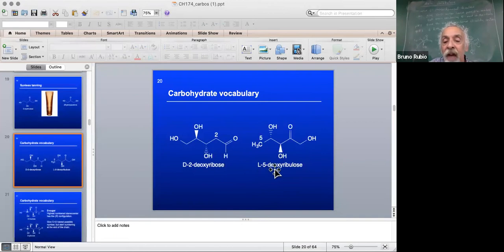This is L-5-deoxyribulose. It's a ketopentose. Every carbon has oxygen in it except for carbon 5. And that's deoxygenated, so that is why it's called 5-deoxyribulose. And it belongs to the L stereochemical family because the highest numbered chirality center has the S absolute configuration.